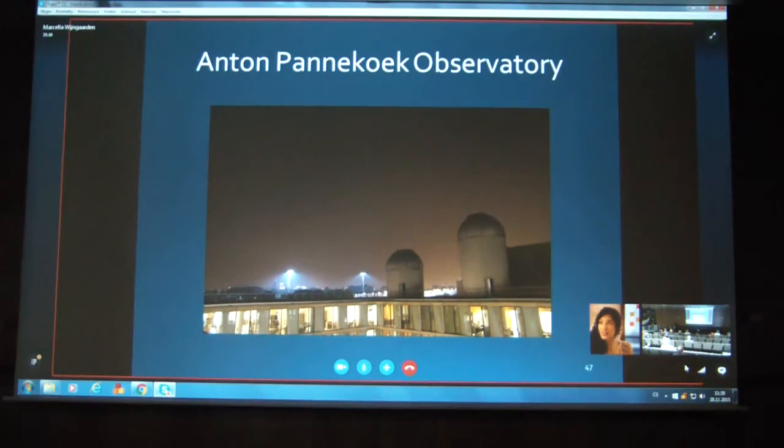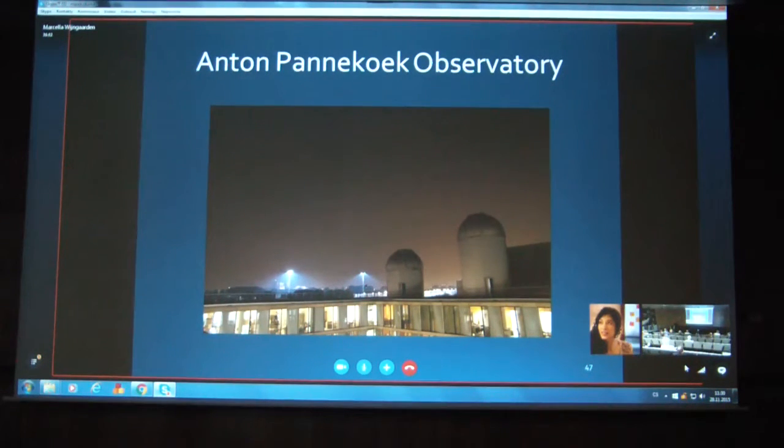Yes, to end with, I wanted to show you this picture of our observatory. It is located very near the center of Amsterdam, and you can see it's a horrible site to do astronomy. We have a lot of light pollution, and we have very bad seeing. And why am I showing you this picture?